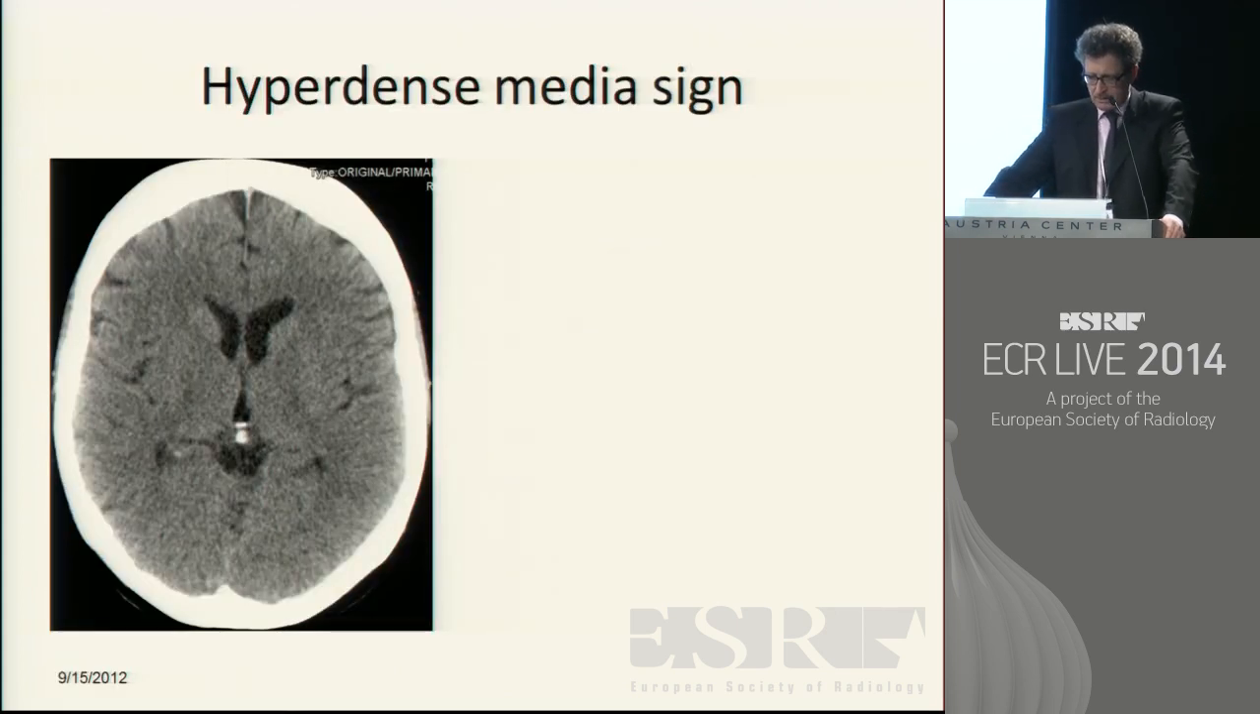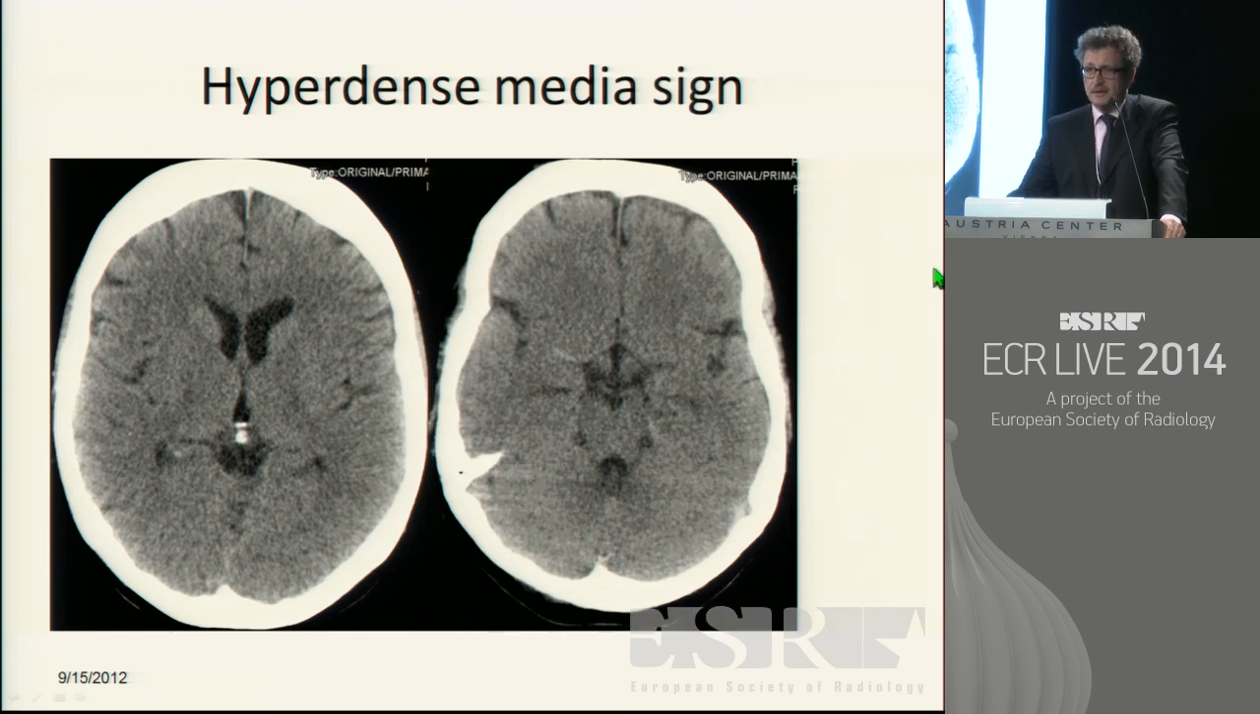Just to show you this example, maybe it's not so easy to see on the screen. This is a patient with a severe stroke. What we see is a more or less normal CT of the brain. There's a little blurred differentiation in the basal ganglia here compared to the other side, but this is very discrete. And if you look at another slide here, the same patient, another location, this is the so-called hyperdense media sign, where there is a hyperdense area here compared to the other side.